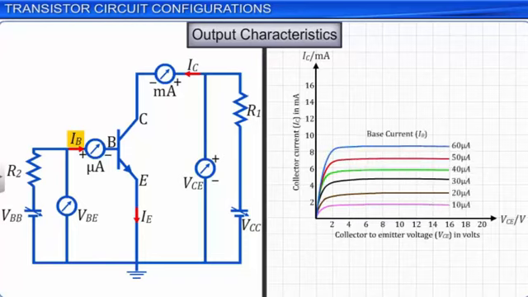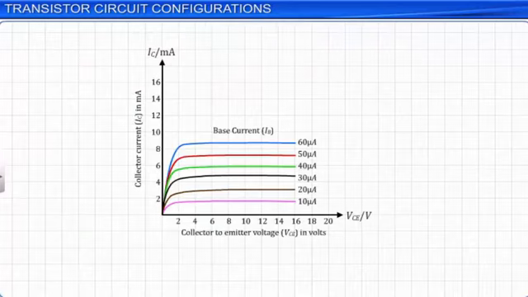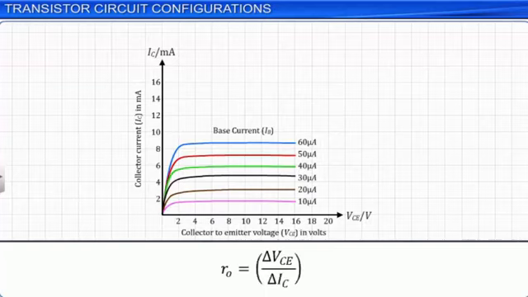The output characteristics can be used to calculate the output resistance. The output resistance, RO, is defined as the ratio of the change in the collector-emitter voltage, delta VCE, to the change in the collector current, delta IC, at a constant base current IB. Since the base collector junction is reverse biased, the output resistance is very high and is of the order of a few hundred kilo ohms.